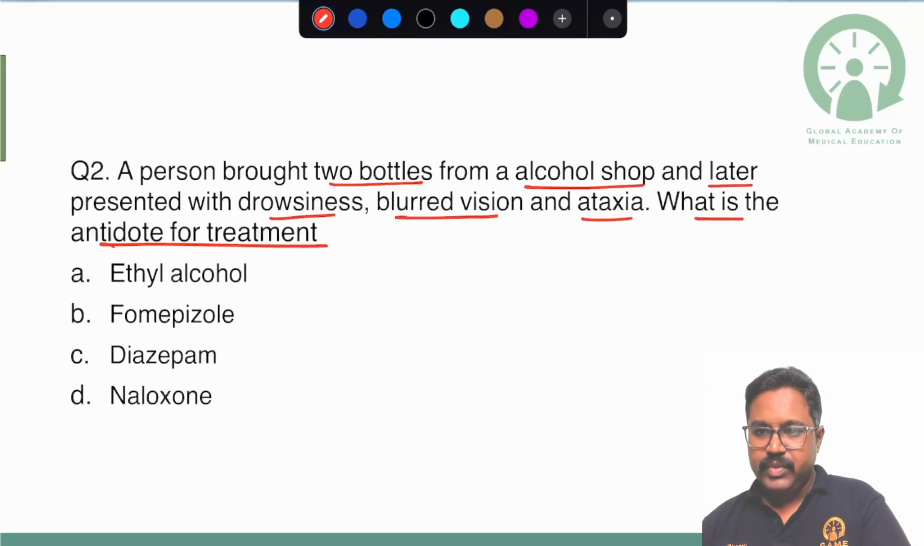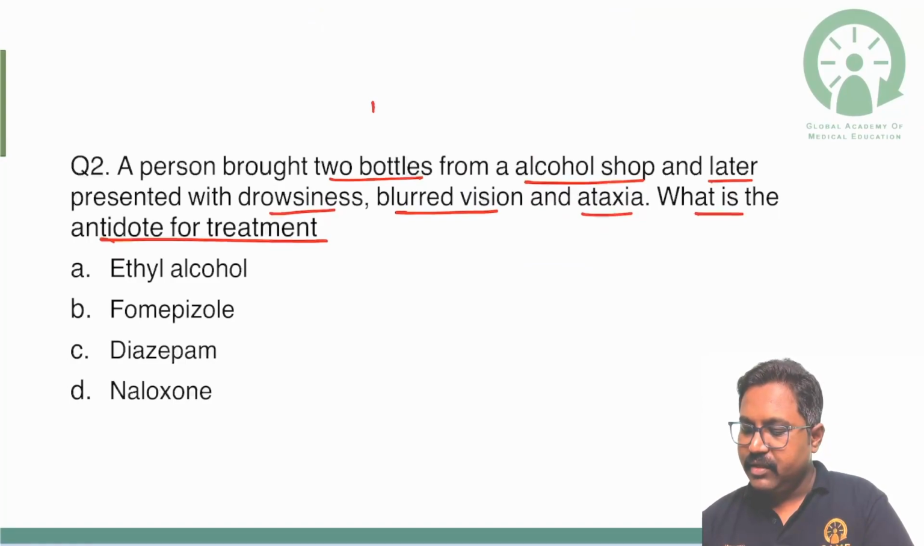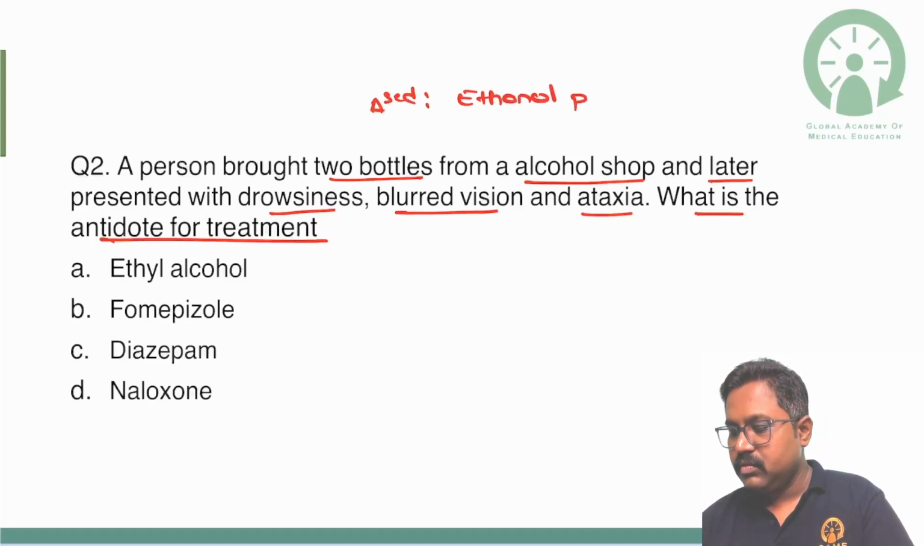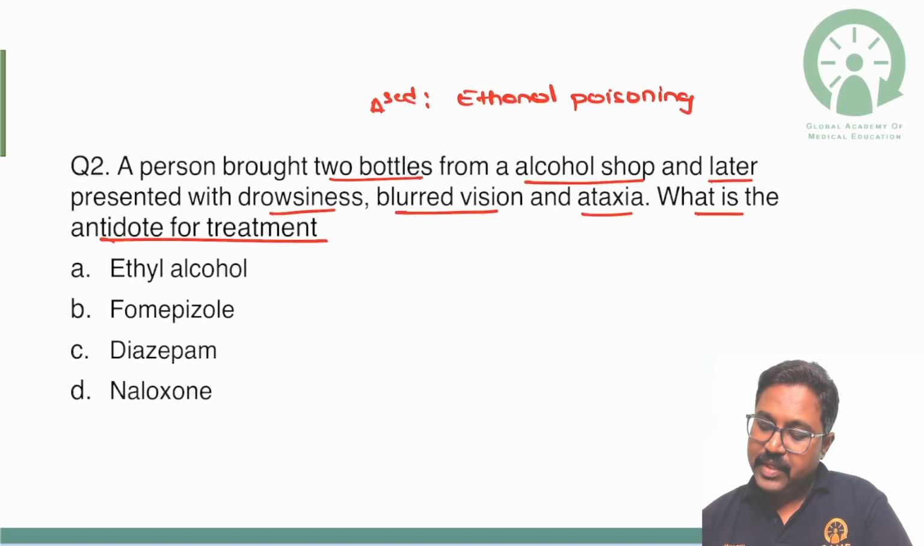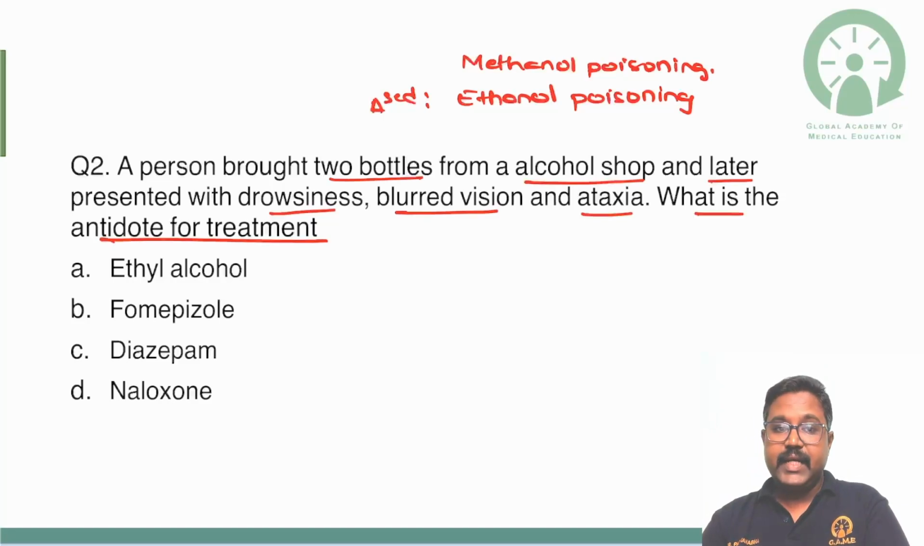So probably, since it's an alcoholic patient, it can be diagnosed as ethanol poisoning, or sometimes it can be a methanol poisoning if it is mixed with the methanol. So what will be the antidote here? Yes, so the antidote here will be fomepizole.